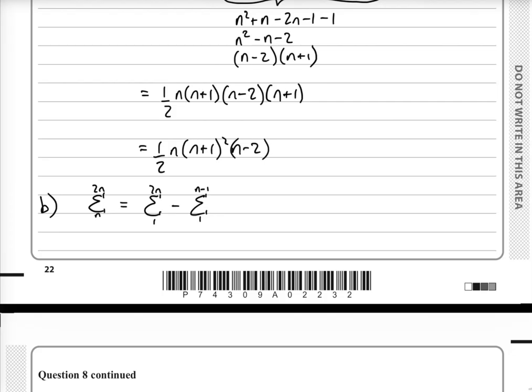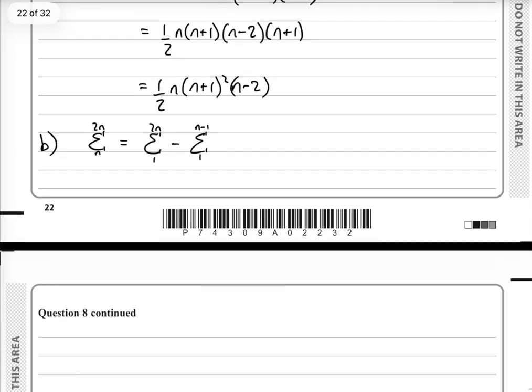So I need to put 2n in the expression immediately above this, and n minus 1 into that expression as well.